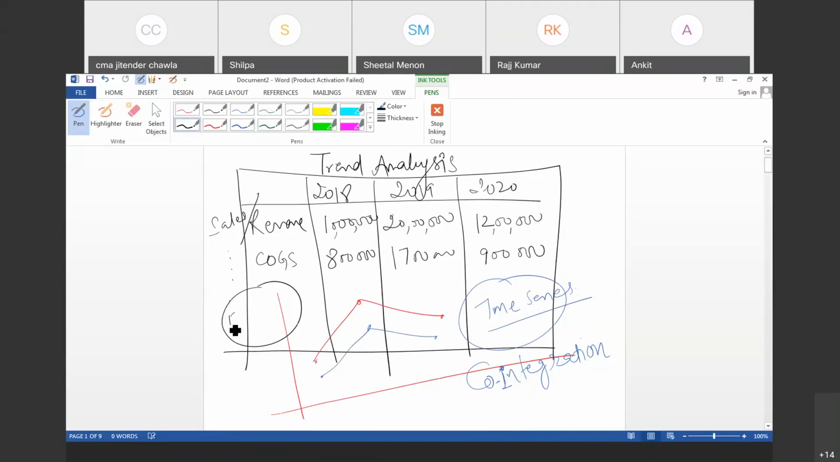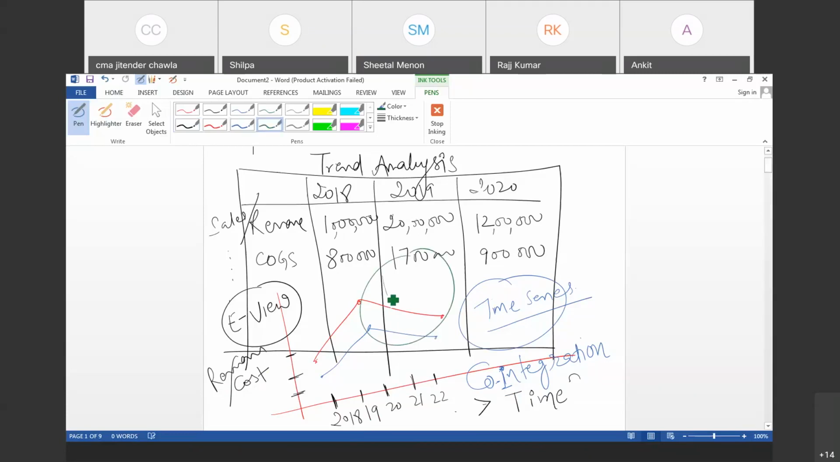Writing here EViews. Okay. On this axis, what have I taken? 2018, 19, 20, 21, 22, and so on. What have I taken on this axis? Time. Am I right? On this axis, what am I taking? On this axis, I am taking cost as well as revenue. How many series have I taken? How many series?